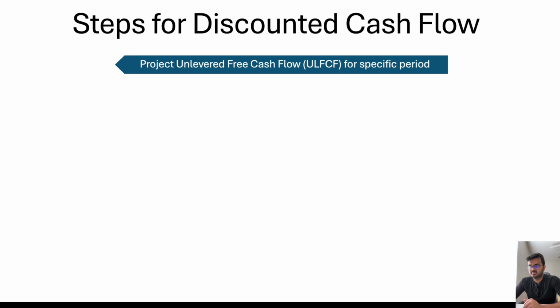Second thing, I specifically mentioned unlevered free cash flow. At the end of the day, the simple way to calculate the free cash flow is to go to our cash flow statement and calculate the difference between the cash flow from operations and the capital expenditure. That's the simple way to calculate the free cash flow. But here, since it is unlevered free cash flow, what is unlevered and why is it needed?